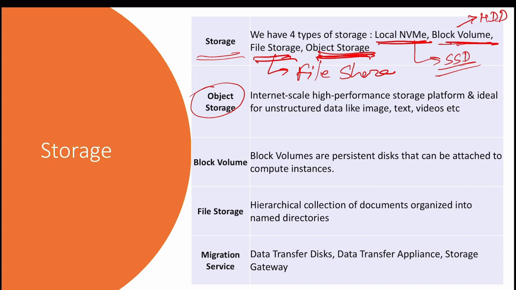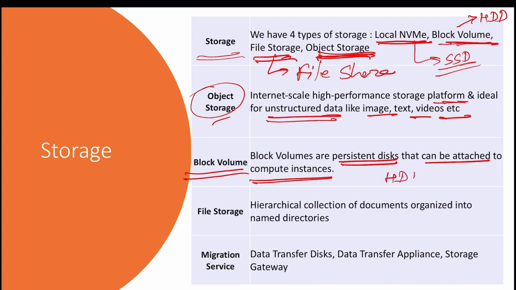We'll talk about object storage. It's an internet scale, high performance storage platform, ideal for unstructured data like images, text, videos. Any kind of data can be stored in object storage. Block volumes are persistent disks that can be attached to the compute instance. So it's like a hard disk. If we store our data here and delete our instances, our data is still safe. But in the case of local NVMe, our data will be erased.